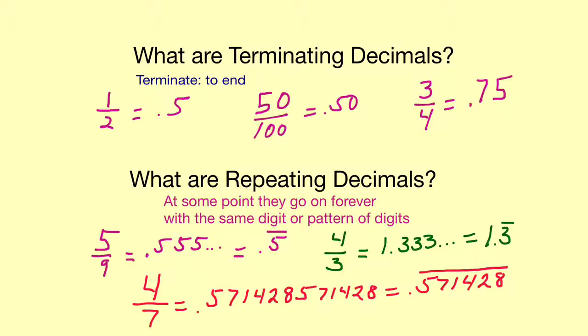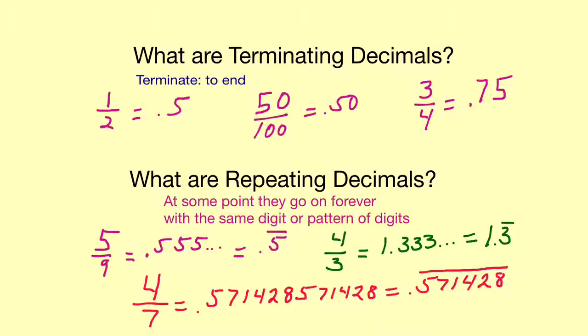Now, of course, repeating decimals don't terminate. They don't end. At some point, they go on forever and ever with the same digit or pattern of digits. For example, 5/9 is equal to 0.555 on forever. We write that as 0.5 with a bar over the 5. That is what we mean when we say bar notation. 4/3, a rational number, could be written as 1.3333. And we would then write that in a shorter form as 1.3 with a bar over the 3.